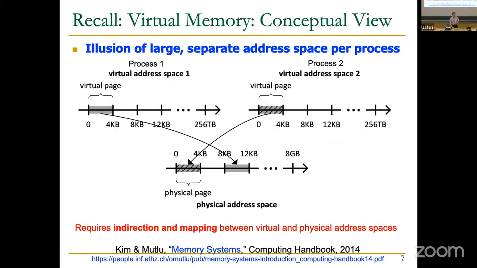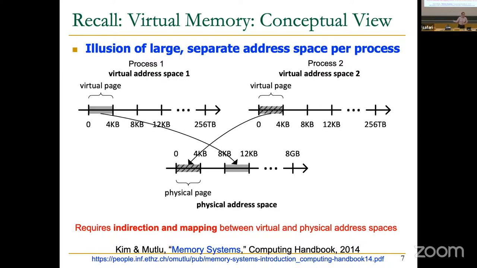And recall virtual memory is really providing the illusion of a large separate address space per process. And this is a nice picture that I like using. Essentially, each process has its own virtual address space, which is large. And then physical memory is small. And you have this indirection and mapping mechanisms that map the virtual address space of each process to portions of the physical address space. And there's a management system that ensures that the programmer doesn't need to deal with managing the virtual address space or the physical memory in any of the programs.